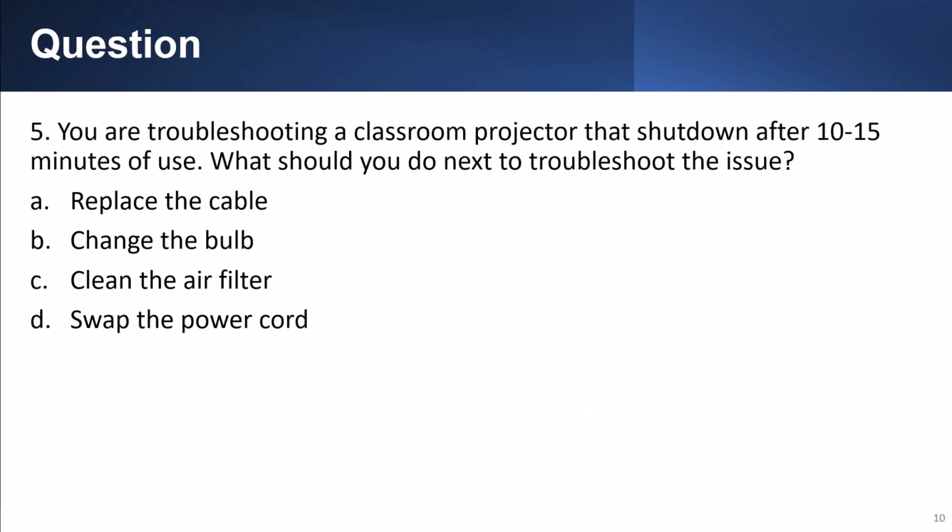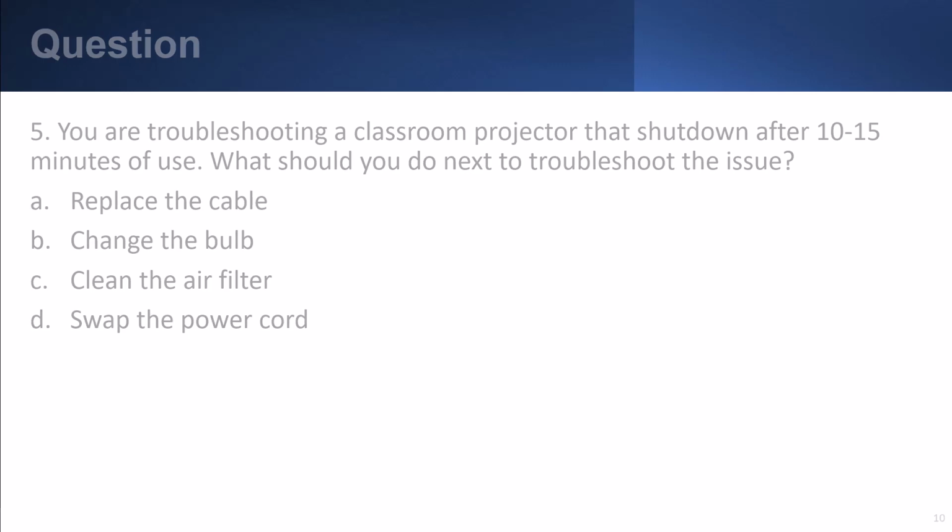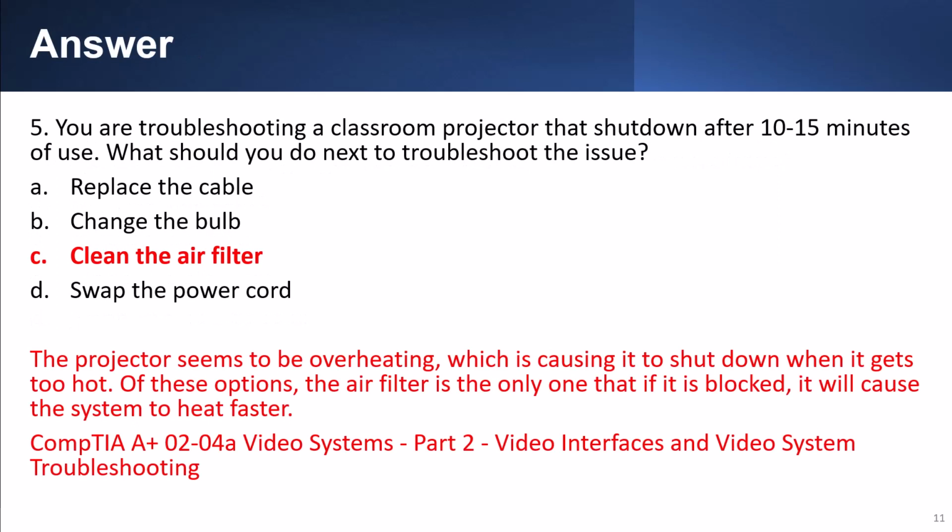Question 5. You are troubleshooting a classroom projector that shuts down after 10 to 15 minutes of use. What should you do next to troubleshoot the issue? Answer: clean the air filter. The projector seems to be overheating, which has caused it to shut down when it gets too hot. Of those options, the air filter is the only one that, if it is blocked, will cause the system to heat faster.